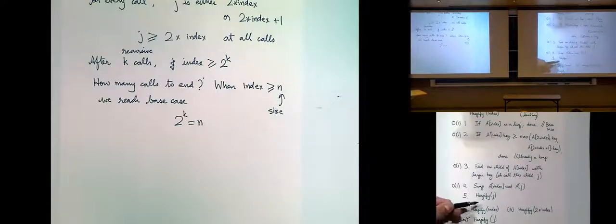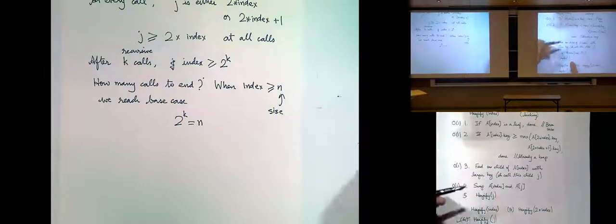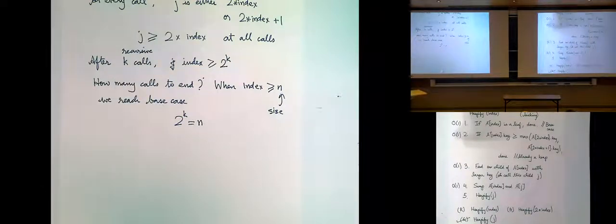You say, look, j is going to be at least 2 times the index. And so when I make the next call, the next j is going to be 2 times that and 2 times that. So the index keeps doubling each time. And it can double at most log n times before you reach the end of the array. Does that make sense? Right? So again, you can also just look at the levels of the tree and say, look, there are those many levels. But I want you to understand it from both sides. OK?